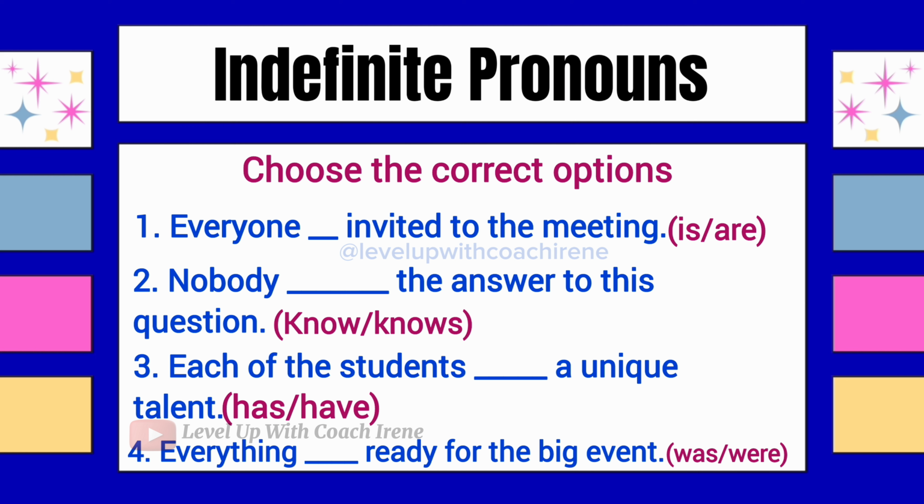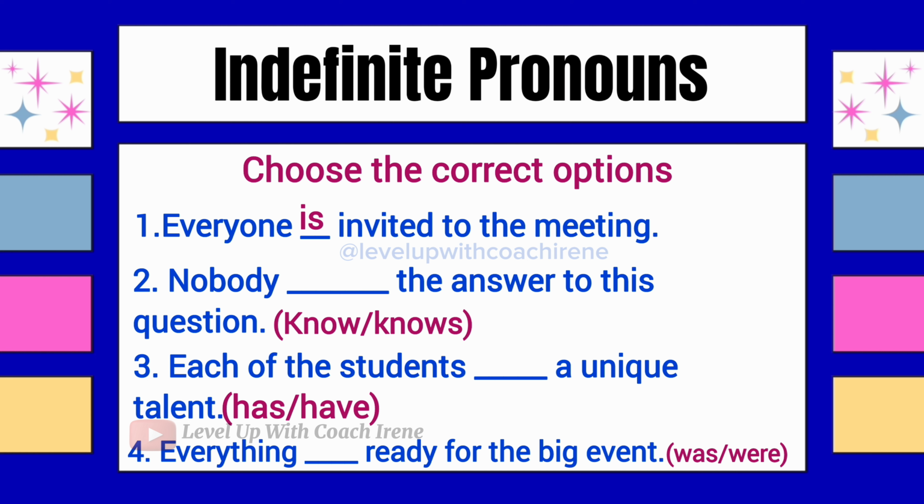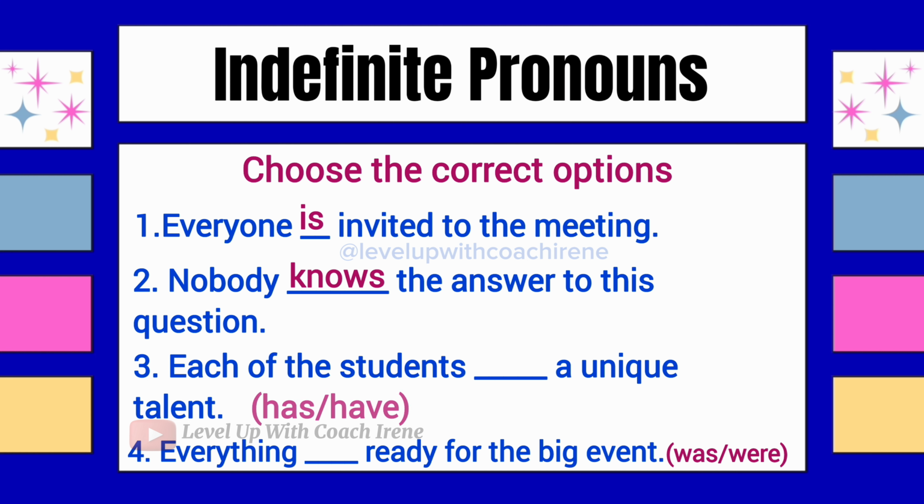The correct option for the first question is: everyone is invited to the meeting. Number 2, the correct answer is knows. Nobody knows the answer to this question. Number 3, the correct answer is has. Each of the students has a unique talent. Number 4, the correct answer is was. Everything was ready for the big event.